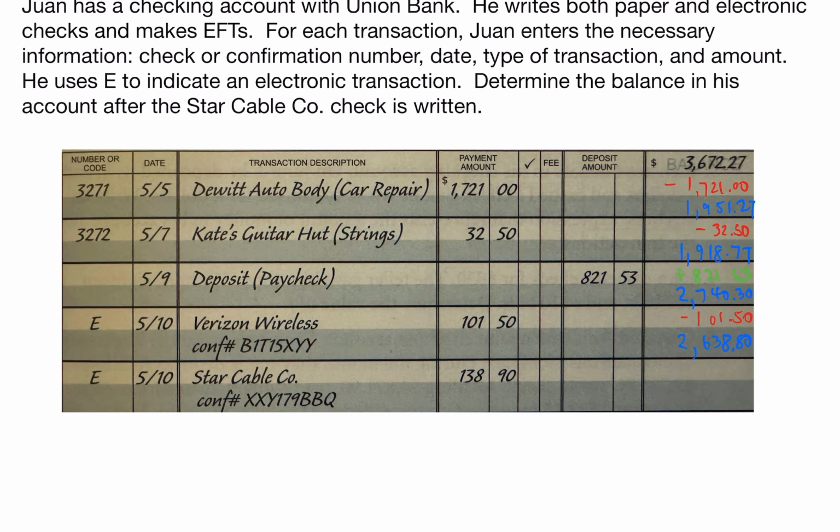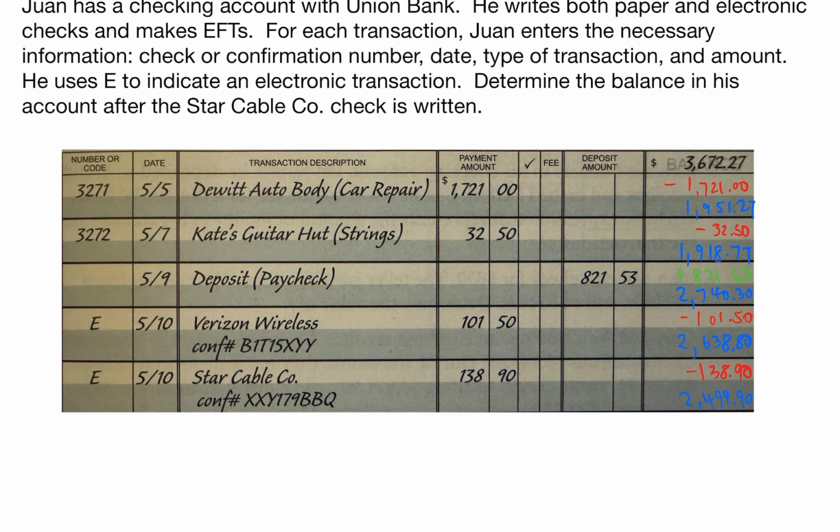Okay, and then lastly, we have an electronic payment to Star Cable Company in the amount of $138.90, and subtracting that out gives us a balance of $2,499.90. Okay, so this is how you would maintain your check register. And so as you notice that after every transaction, we note the running balance, and this is how we keep up with transactions in our account.